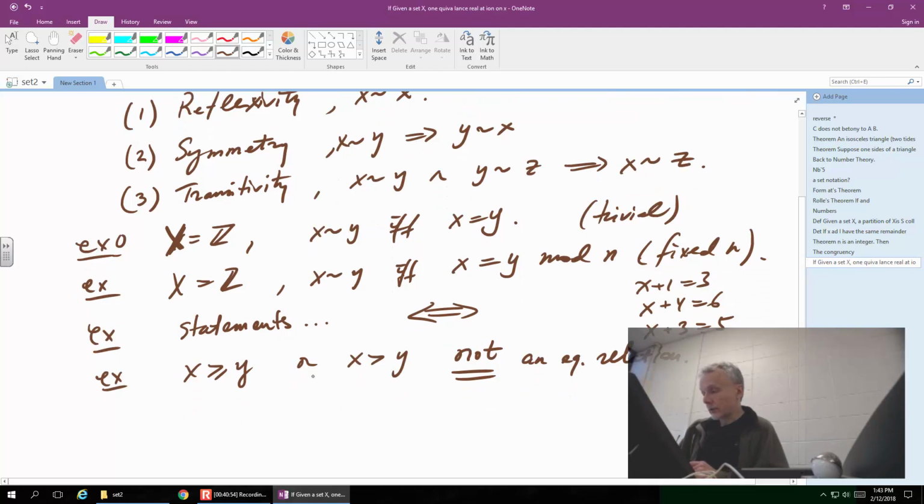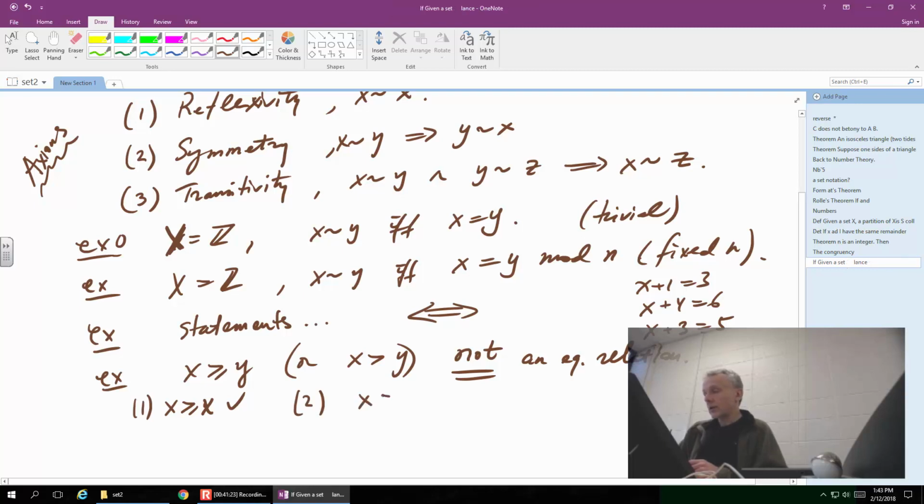Because you have to explain why, just test this. It's a good idea to verify all the axioms and point out which ones are and are not satisfied. So in this particular case, you could say that x is larger than or equal to y. That is okay. So reflexivity is okay, but not the second one. The symmetry is what fails.